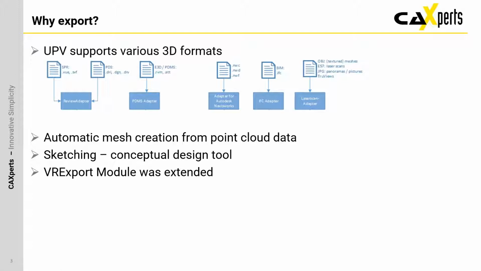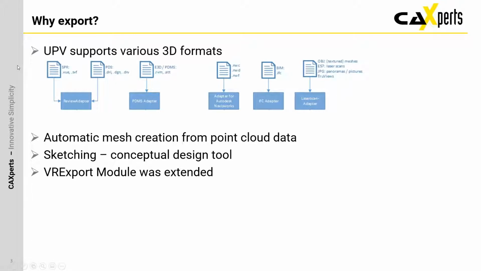This adapter is basically consuming your laser scan or point cloud data and also does an automatic meshing of this data. We will see this later in the demo. However, I also want to mention that the laser scan adapter can also be used to bring in any kind of OBJ data. This could be whatever kind of data, but it also supports textured OBJs. So if you want to bring in your textured graphics, this is also possible using the laser scan adapter.